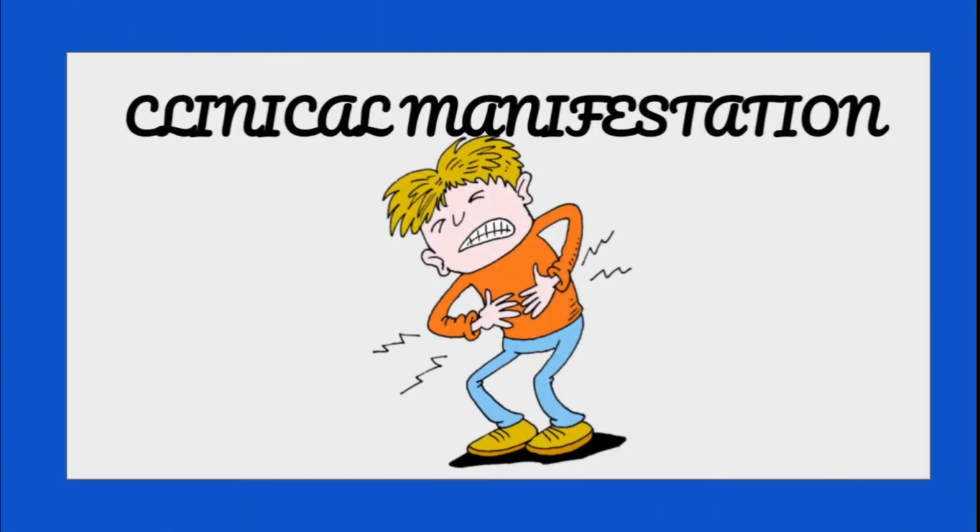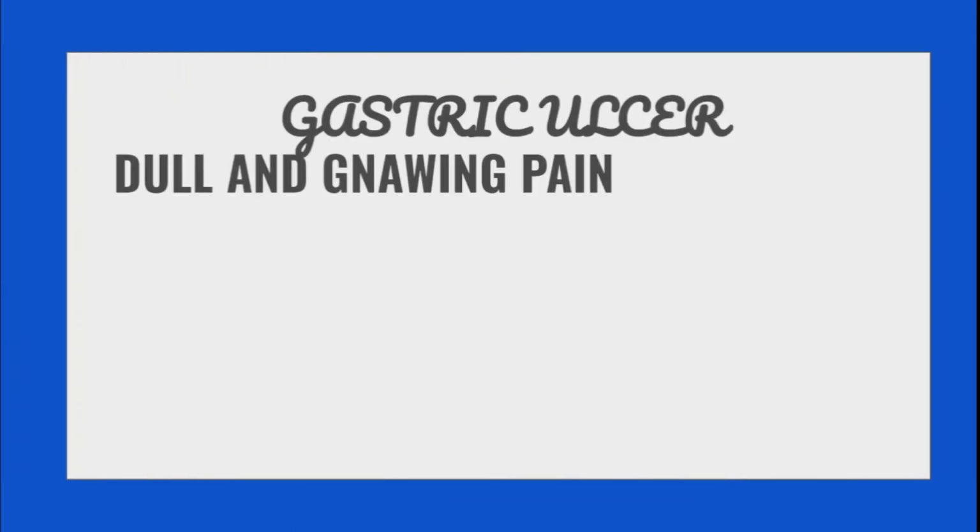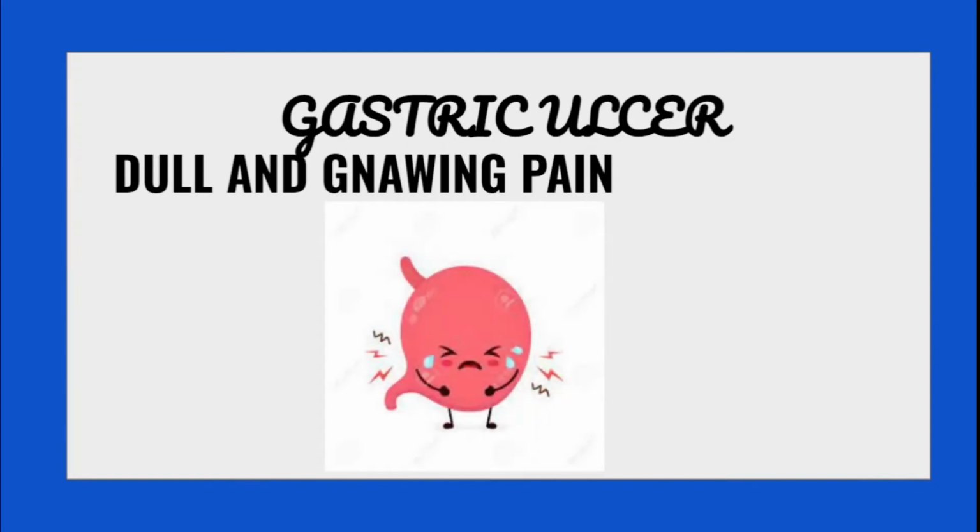Next, we go into the clinical manifestation. Since it is associated with your stomach, the first clinical manifestation is stomach pain. I have classified the manifestations into gastric and duodenal. First we go into gastric ulcer clinical manifestation. The first is dull and gnawing pain. Gnawing pain means whenever the person feels hungry, there is a type of pain in his stomach. It can be in the form of bloating, burping, or a burning sensation. So the pain can be dull and it can be gnawing.